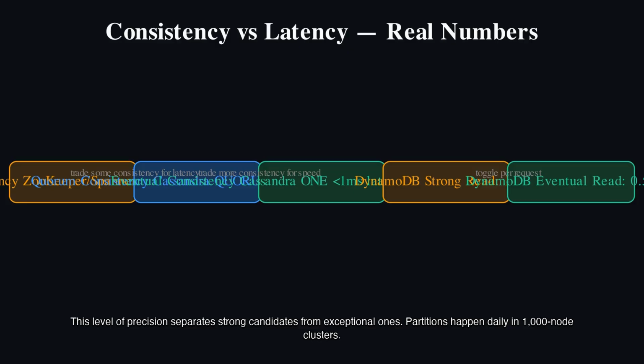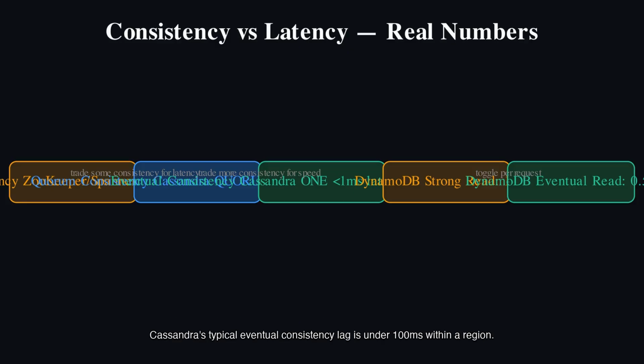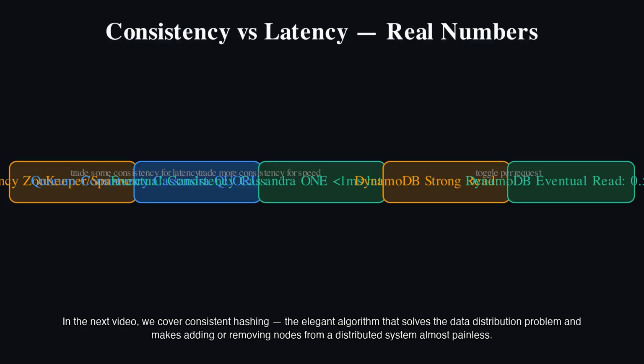Partitions happen daily in 1,000-node clusters. Cassandra's typical eventual consistency lag is under 100 milliseconds within a region. DynamoDB's strongly consistent read adds 2 milliseconds over an eventually consistent read. ZooKeeper accepts 3 to 5 seconds of unavailability to guarantee consistency during leader election. These are the numbers that make CAP concrete.